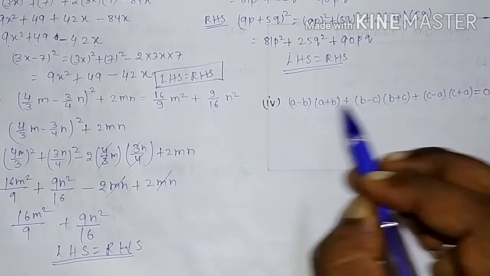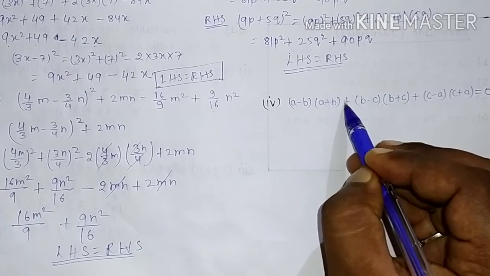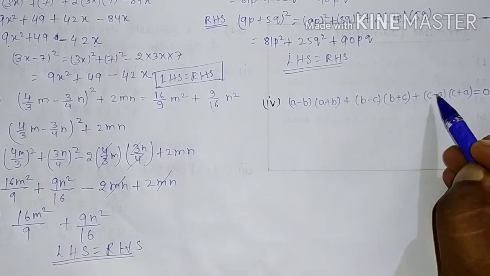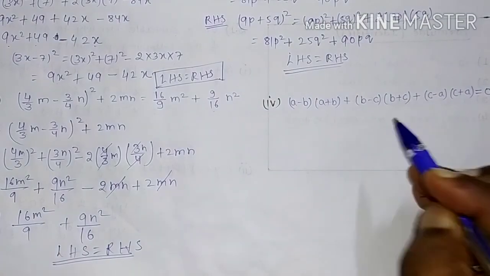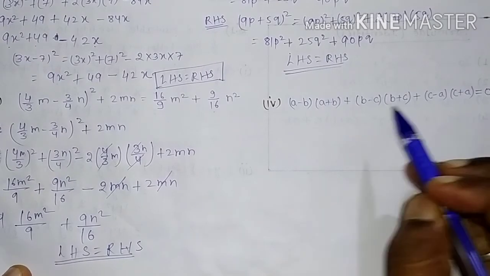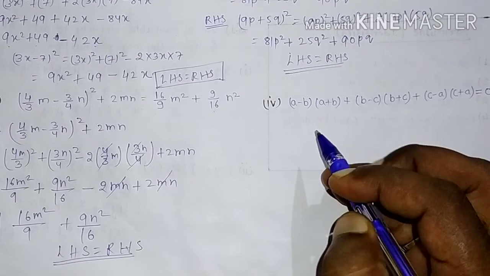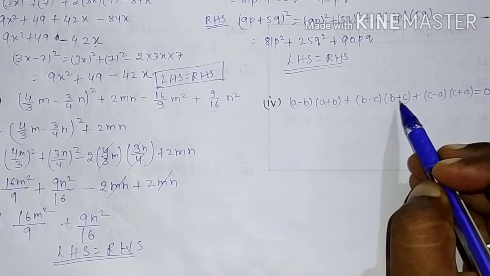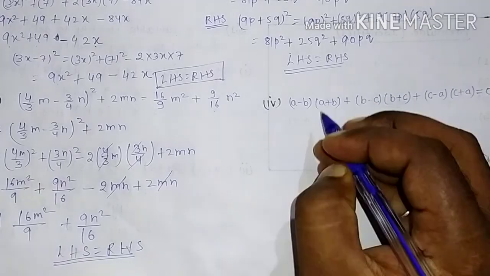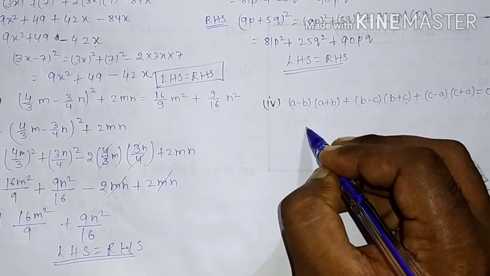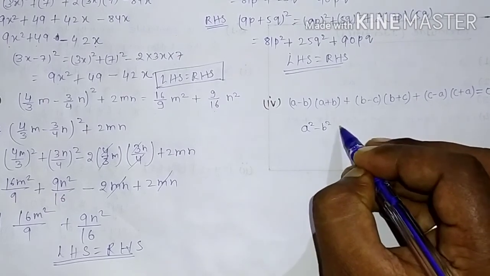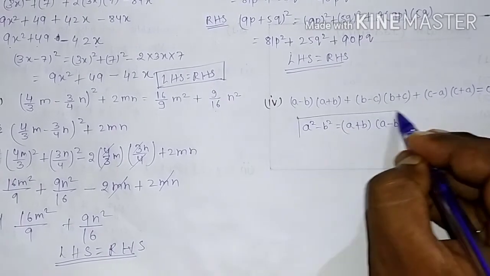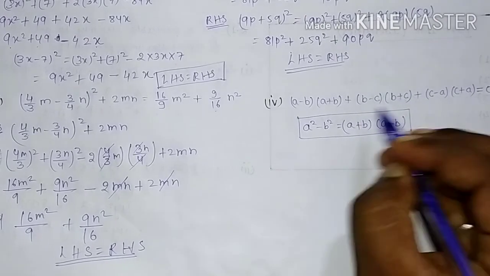This question is given here. (A minus B)(A plus B) plus (B minus C)(B plus C) plus (C minus A)(C plus A) equals 0. And here we have to, first of all, take (A minus B)(A plus B), (B minus C)(B plus C), (C minus A)(C plus A). So the formula which is used here is A square minus B square equals (A plus B) and in the next bracket (A minus B). This formula will be used in this question.